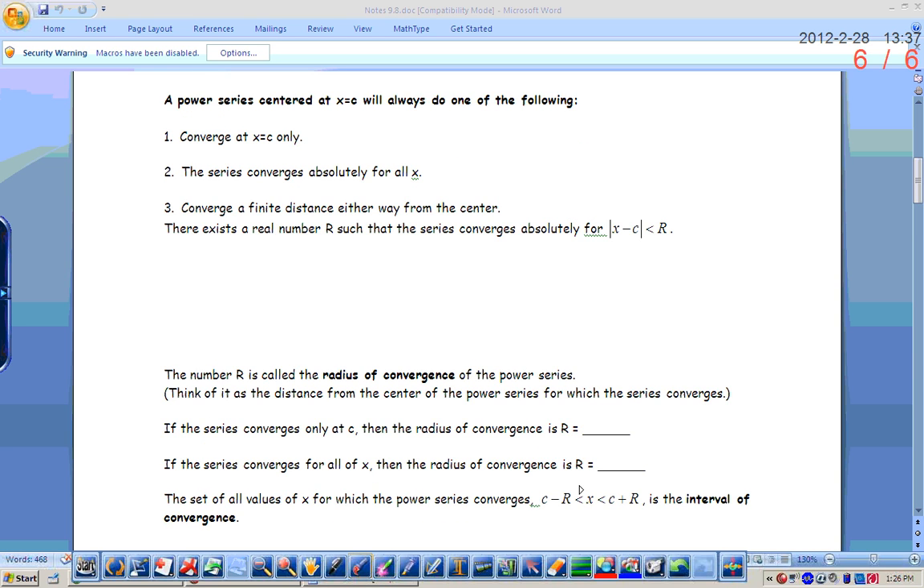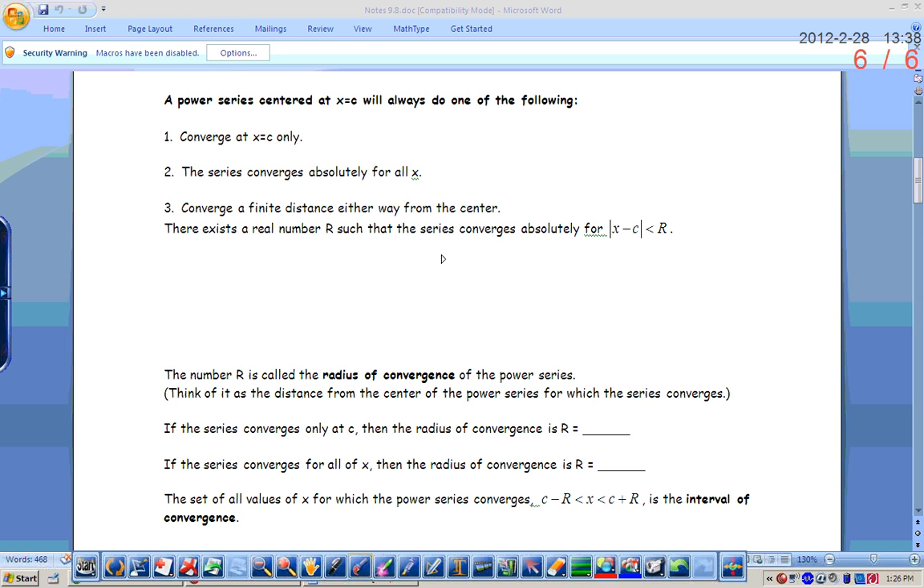That's no big deal. A power series that's centered at x equals c will always do one of the following. It will converge at x equals c only. So the only place that it will converge is when x happens to equal c, wherever you're centered. So like back on part A, the series was centered at x equals 0. So when x equals 0, if you plug that into the series, that series will converge. The series will converge absolutely for all x. So no matter what x is, the series will always converge. Or it will converge a finite distance either way from the center.